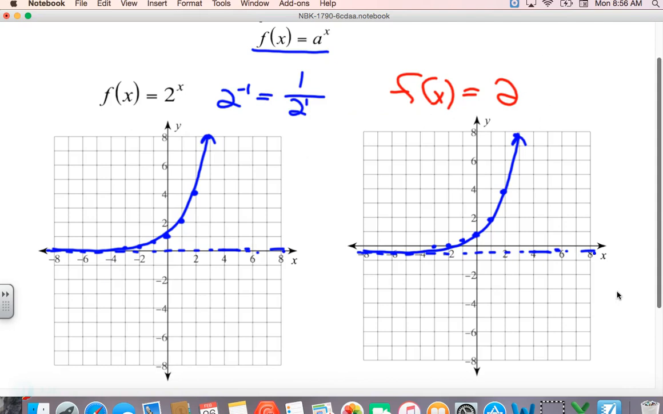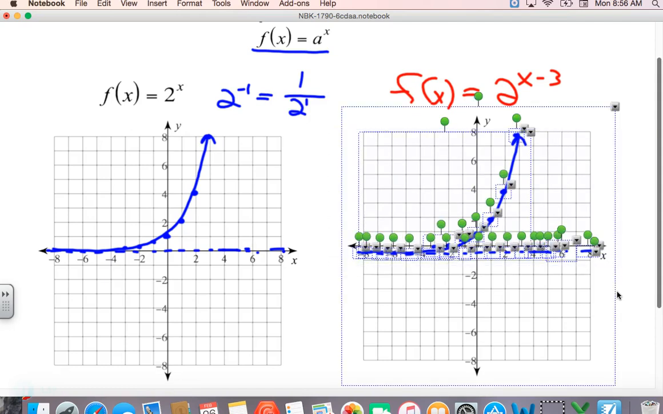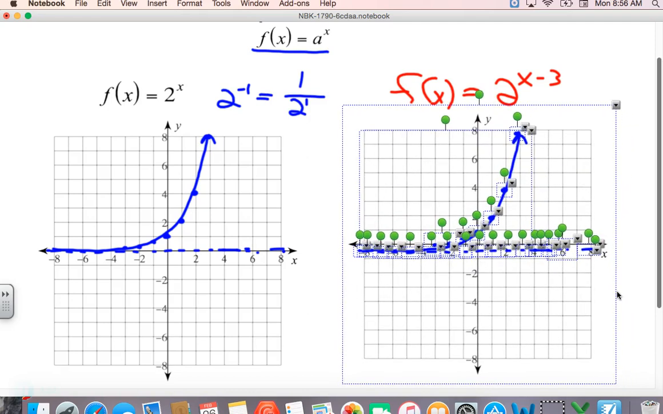is the exponent. So if I said 2 raised to the x minus 3, well, that's inside. That moves things left and right. So that's going to move your graph 3 spots to the right. So the entire graph right here, everything's just going to move 3 spots to the right.